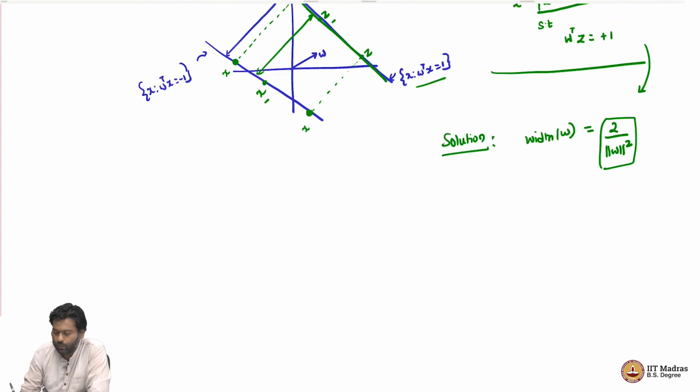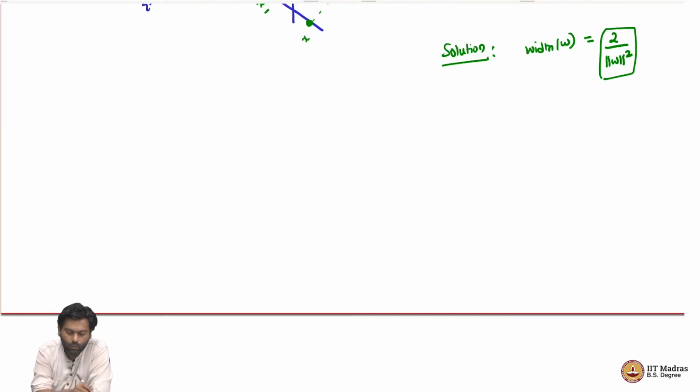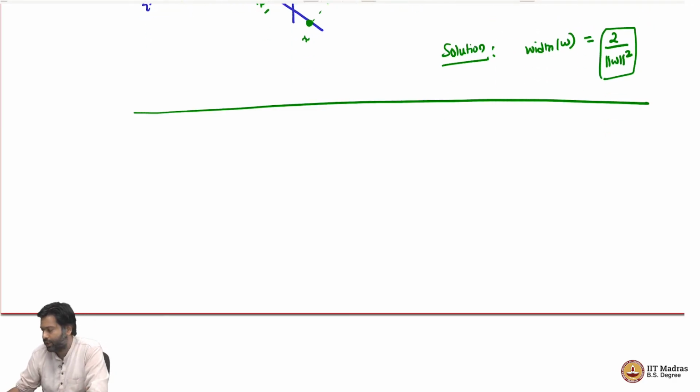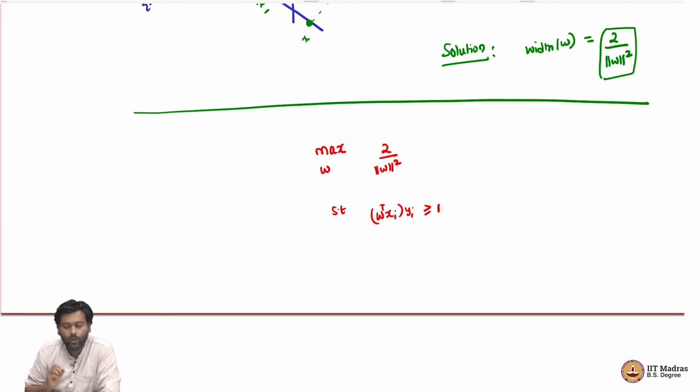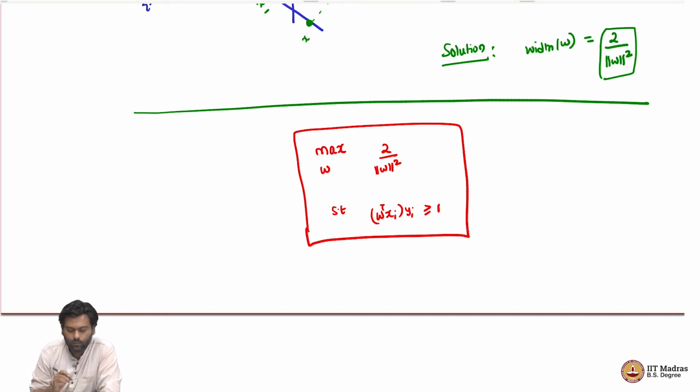Which is good, because now we can actually write down the entire formulation that we want, which can be written as follows. What we want to do now is maximize over W the width of W, which is 2 over norm W squared, such that W transpose Xi into Yi is greater than or equal to 1. So, this is our modified formulation now.